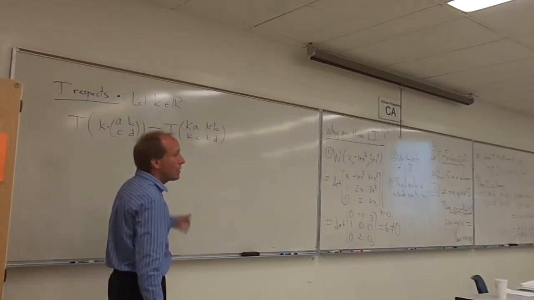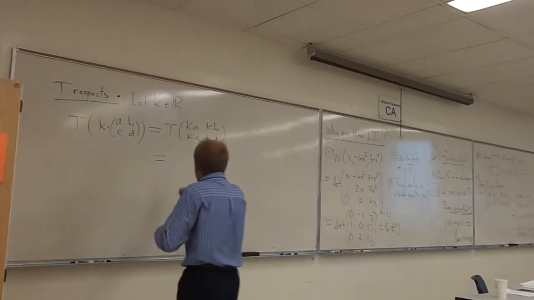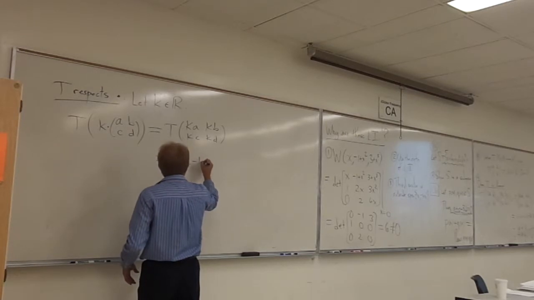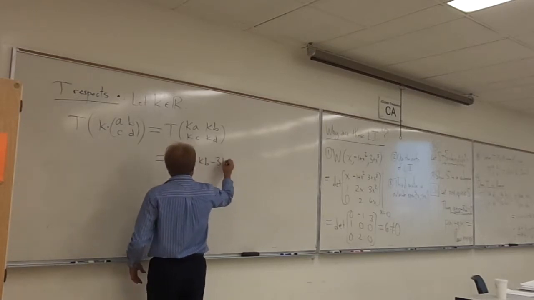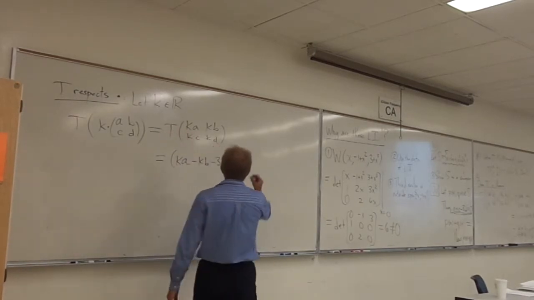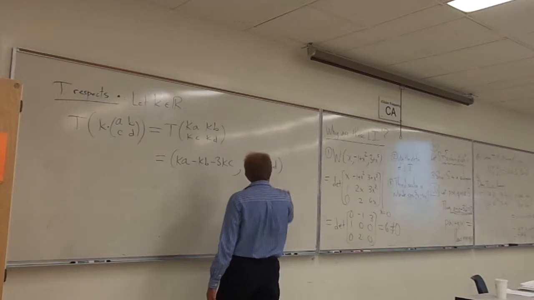Alright, and if I want to transform that, I have a formula for it. It's going to give me 2 slots. The first slot is going to be upper left corner minus upper right corner minus 3 times lower left corner. And then the second slot is going to be 2 times the upper right corner plus the lower right corner.